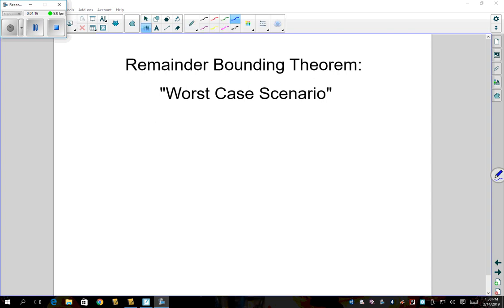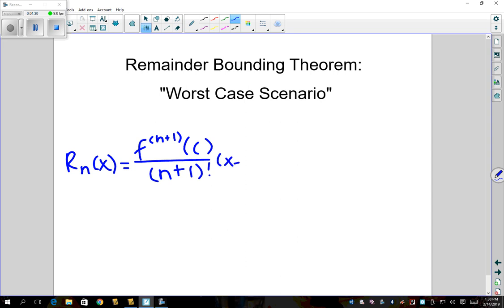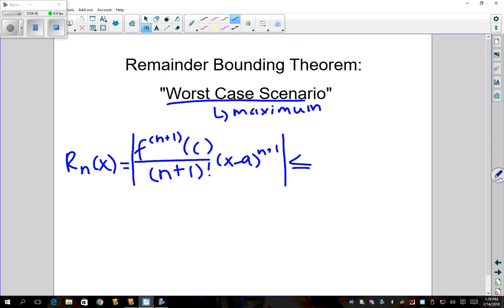And so we know that our remainder, R_n of x, is equal to f^(n+1)(c) over (n+1) factorial times (x minus a) to the n plus 1. So when I take the absolute value, remember I'm trying to get the worst case scenario, so I'm really looking for the maximum error. What's the greatest possible error we can find?